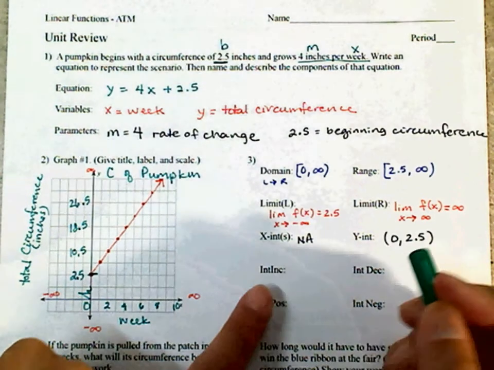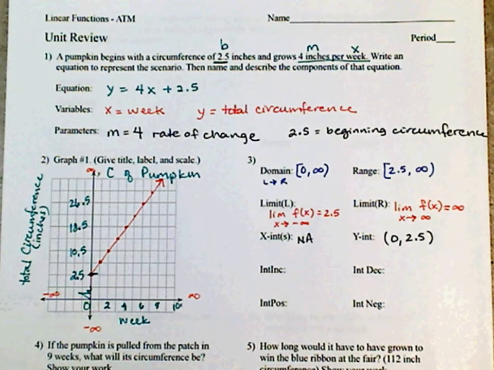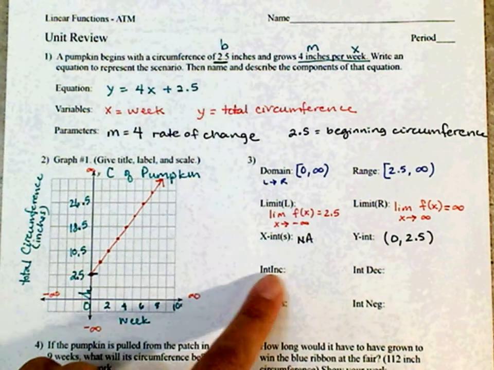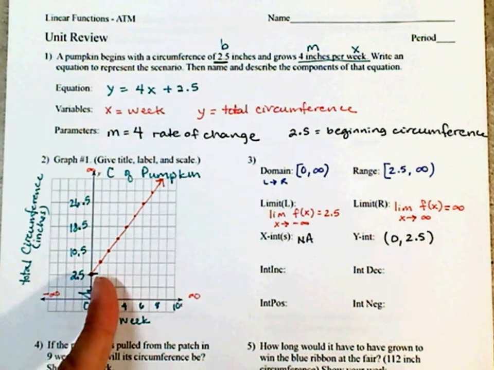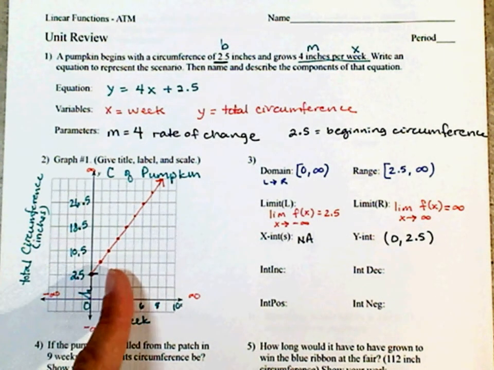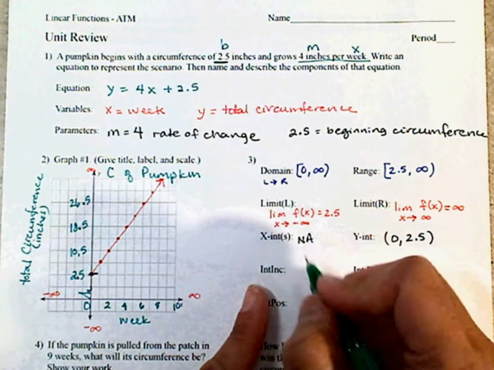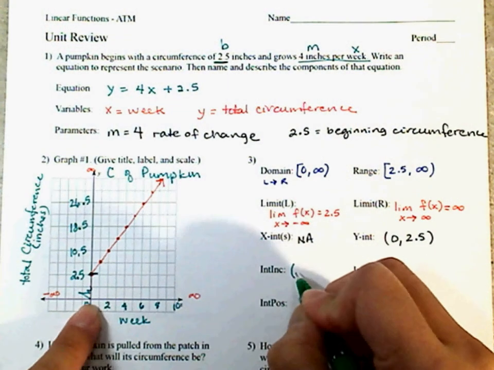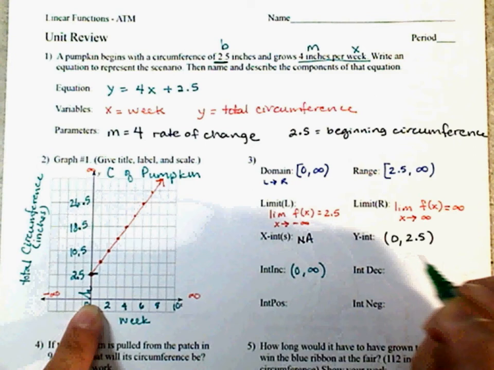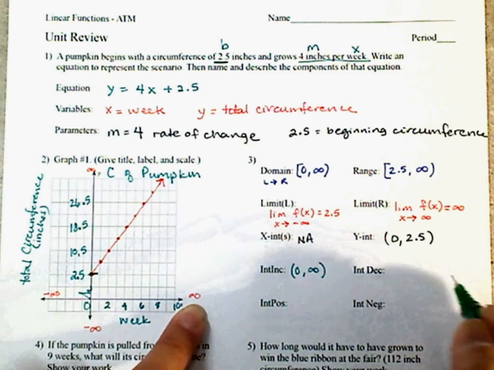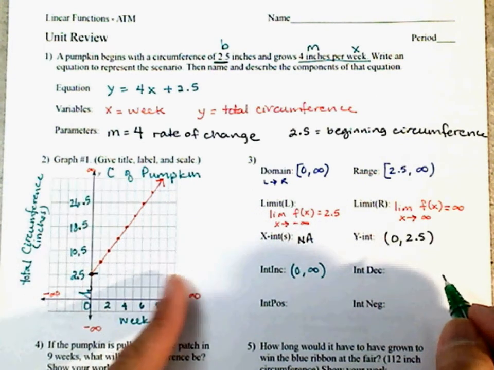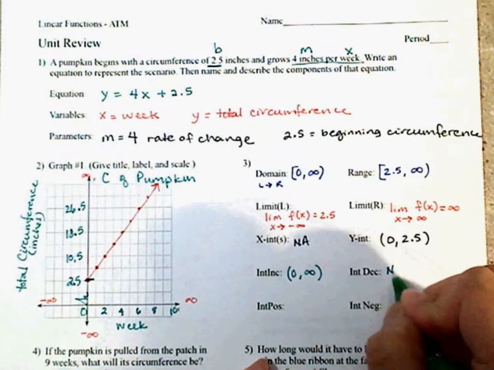You're increasing, okay? Where are you increasing from? Interval increasing. I am going all the way across. As I'm going from left to right, it is continually increasing. So it's increasing from 0 to positive infinity. Decreasing. This graph left to right is not decreasing, so this does not apply.